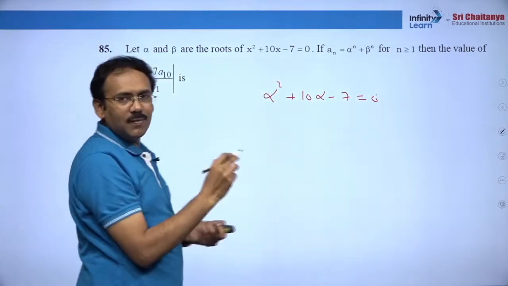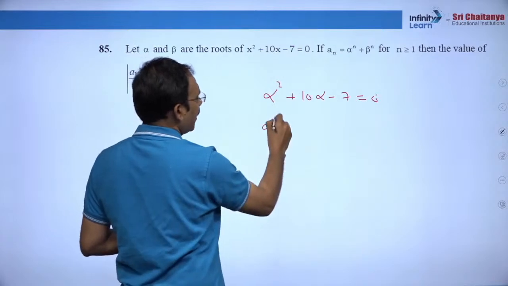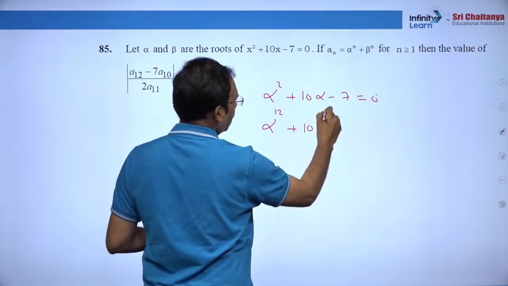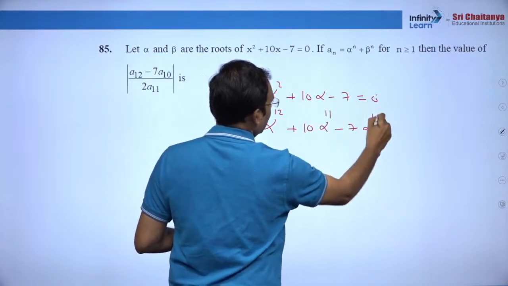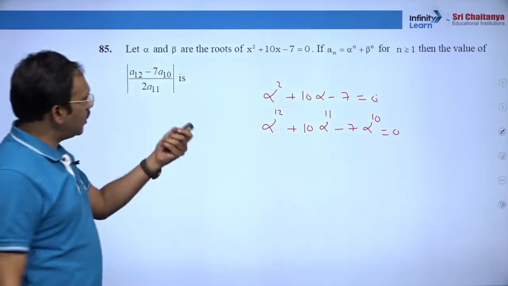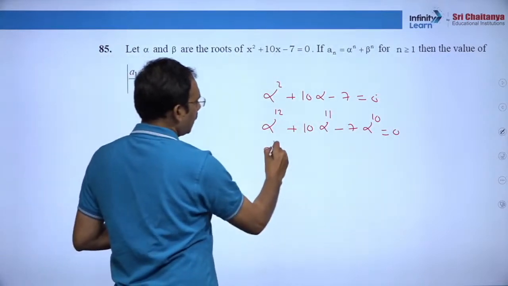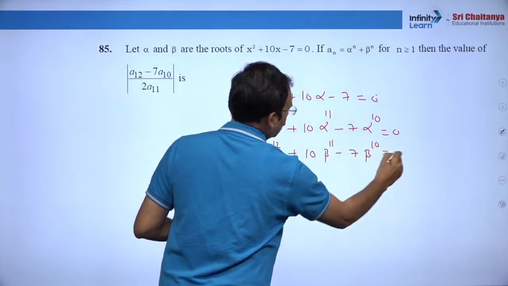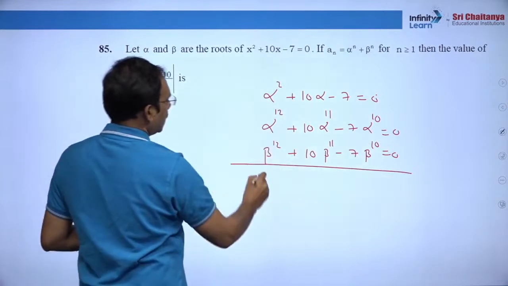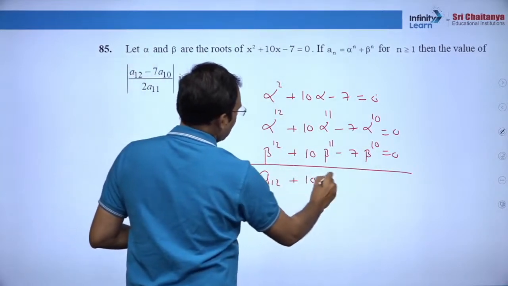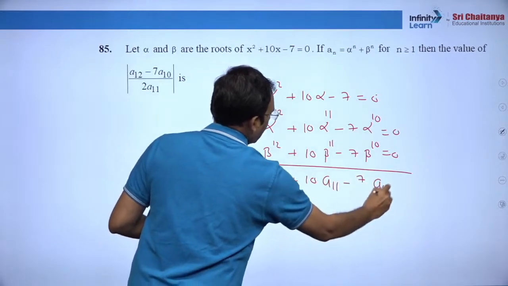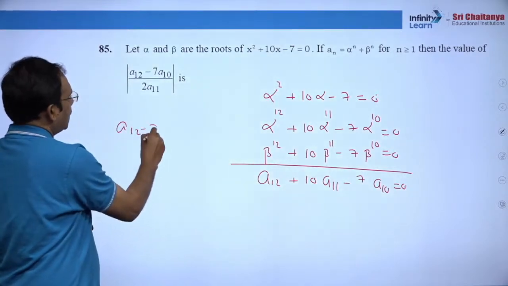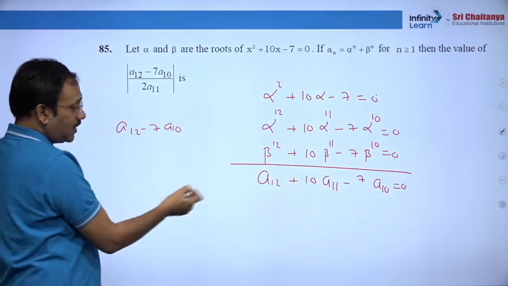You want a12, which means alpha power 12, multiply with alpha power 10: alpha power 12 plus 10 alpha power 11 minus 7 alpha power 10 is equal to 0. In the same way, for beta you will get beta power 12 plus 10 beta power 11 minus 7 beta power 10 equal to 0. You just add, my dear friends: this is called a12, this is called a11, this is called a10, equal to 0. From this, a12 minus 7 a10 is equal to minus 10 a11.